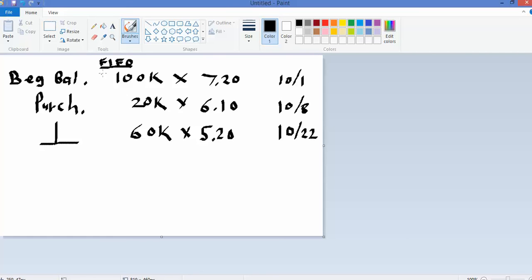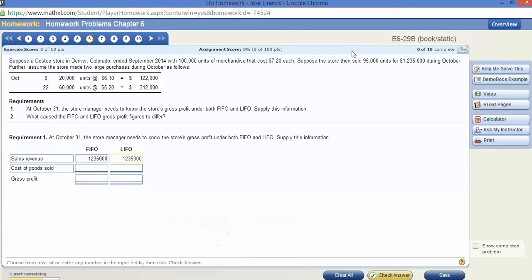With FIFO, you consume layers in this direction. Okay? So FIFO consumes layers and is considered sold in this direction. You notice in this problem it's pretty easy. You sold 95,000, right? So you're looking for cost of goods sold. This is what it was. This is the retail price. This is what it sold for. You want the cost of that 95,000.